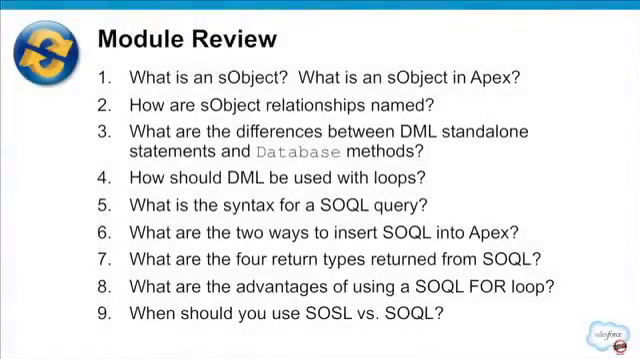Yeah, so it's a record in our database. And it can be either a standard or a custom object. Okay? When we think about how SObject relationships are named when it comes to custom relationships, what are the 3 fields that we have available when working with custom relationships in Apex or SOQL for that matter? We have 3 fields which are available.